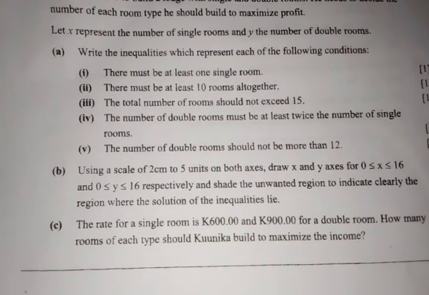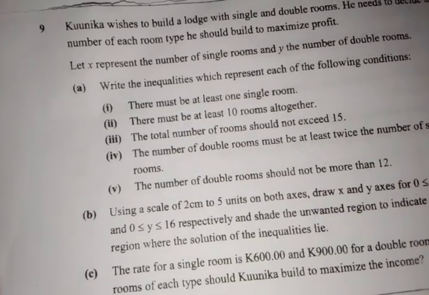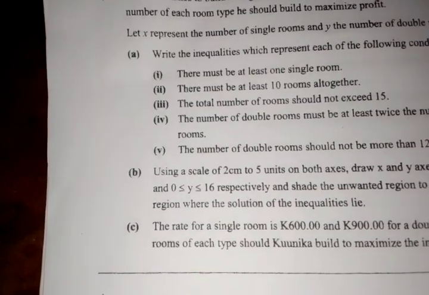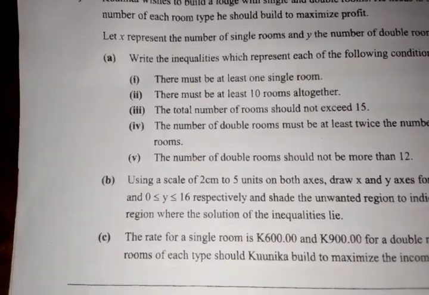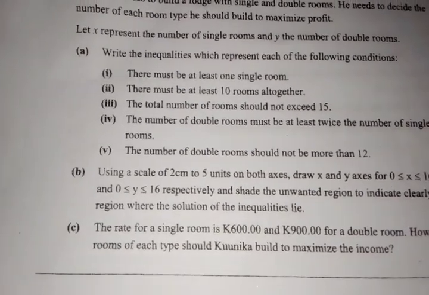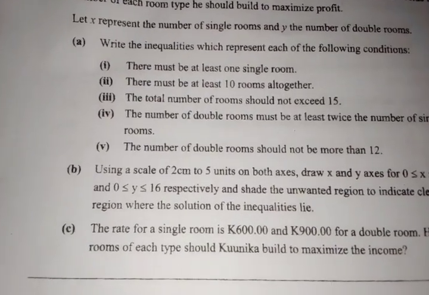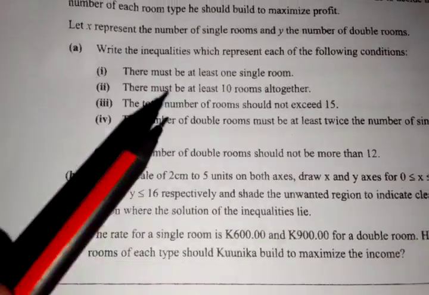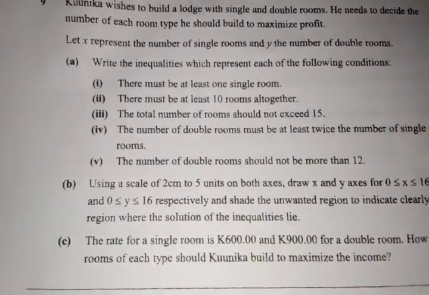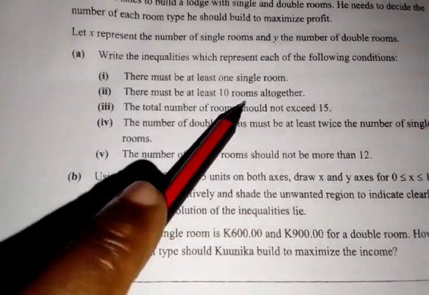The first question is, write the inequalities which represent each of the following conditions. So we have been given conditions here that we must convert into inequalities. The first one is, there must be at least one single room. You can see there's this word which I mentioned earlier, at least. Then the second statement says there must be at least 10 rooms altogether.